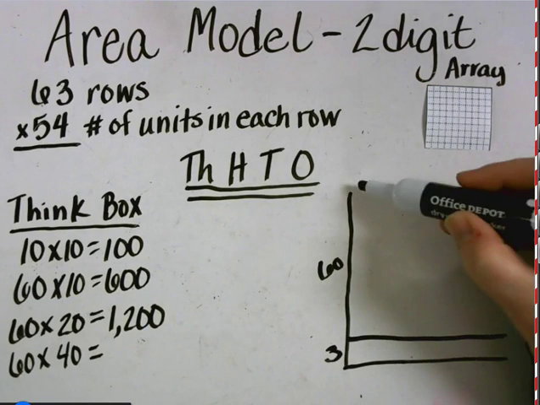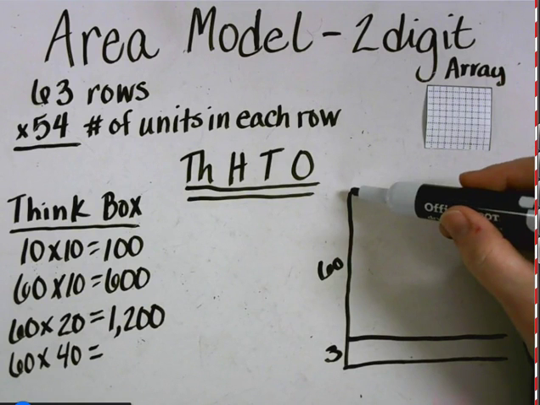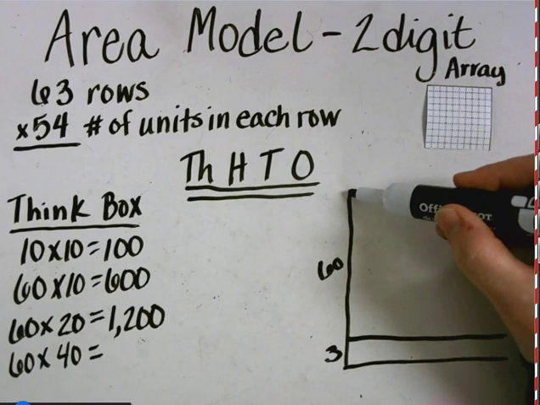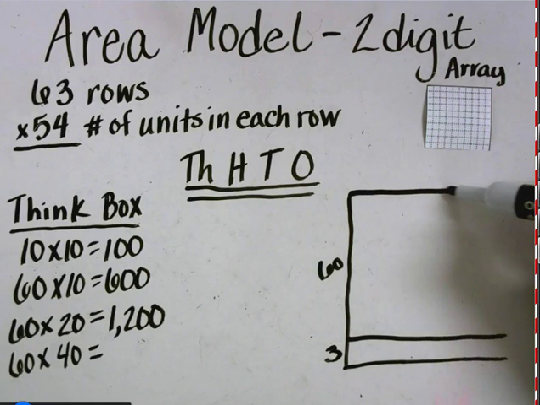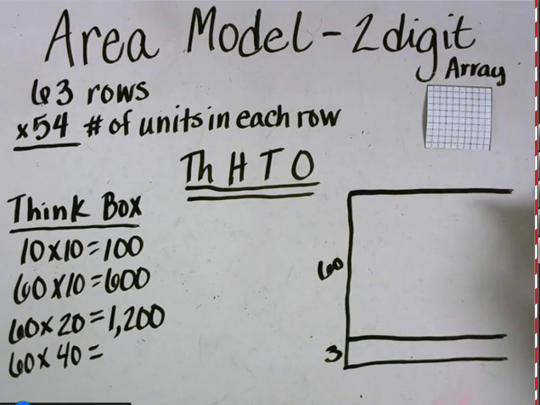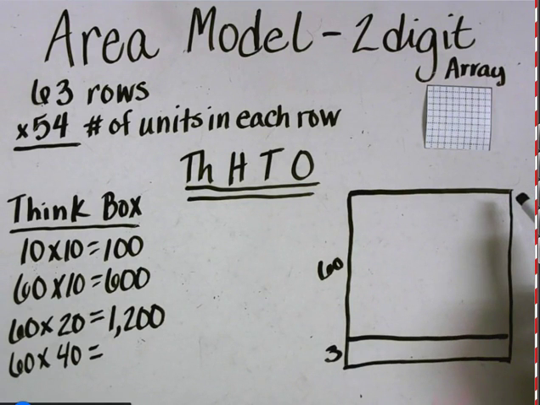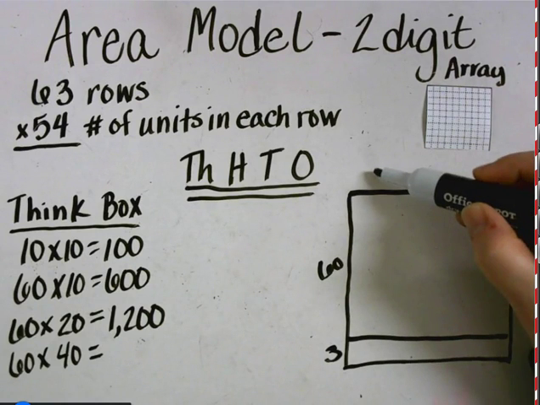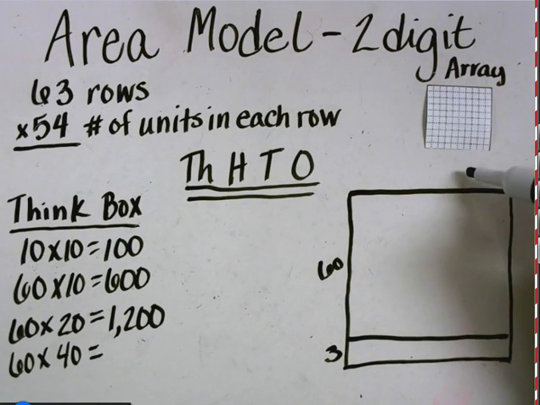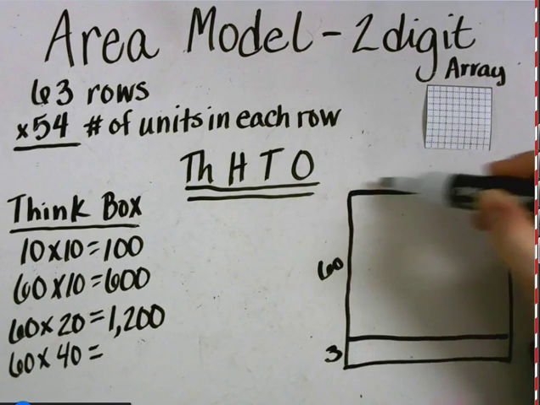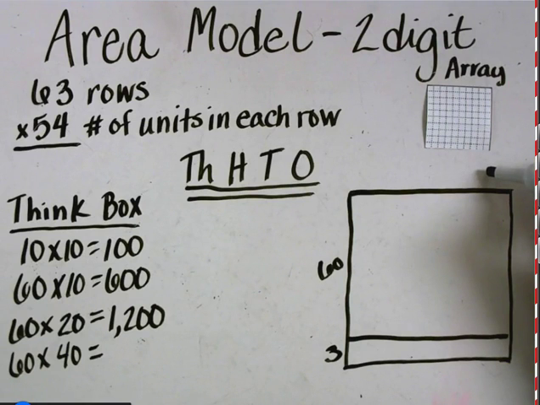My next factor I'm working on is 54, which is the number of boxes or units in each row. So that one goes from left to right to finish up the box. So if I have 54, again I want to break it apart by place value. I can break 54 up into 10 plus 10 plus 10 plus 10 plus 10, which would be 5 tens and 4 ones, or I could just say 50 or 5 tens. So that would be about right here.